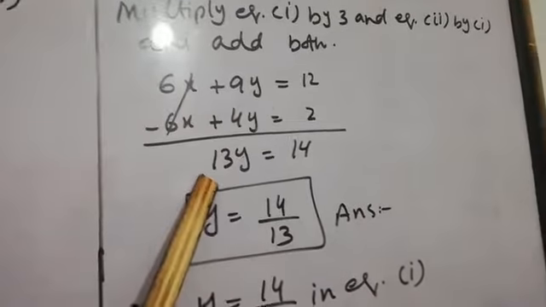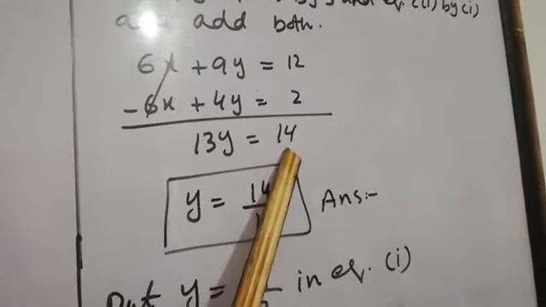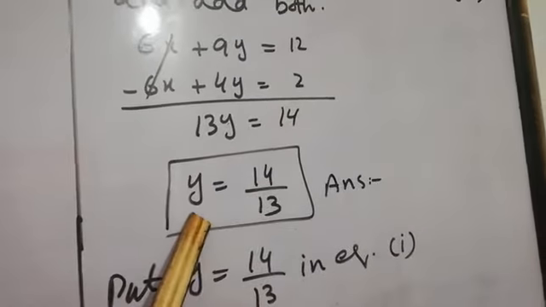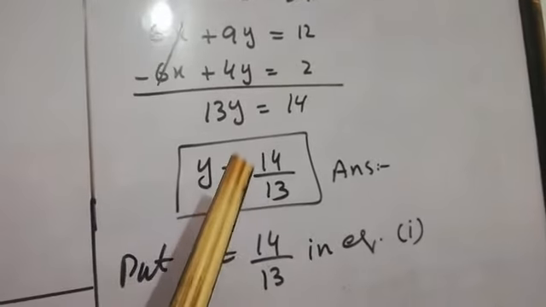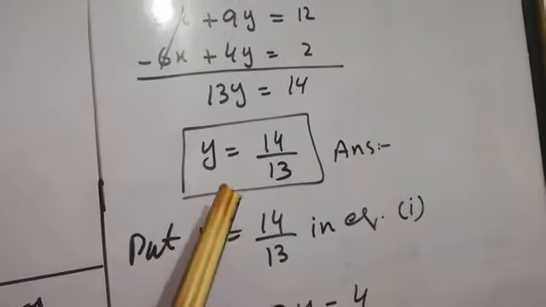9 plus 4 equals 13. 2 plus 12 equals 14. So from this we will find the value of y, which is 14 by 13. This is the value of y. For finding the value of x, we will put this value in either equation 1 or 2, as you wish.